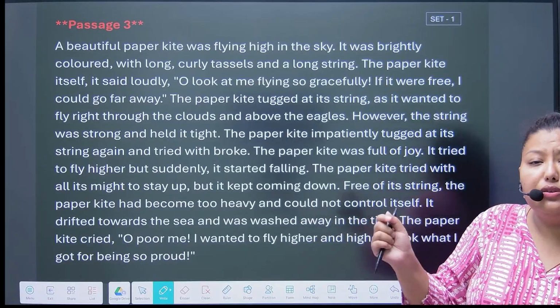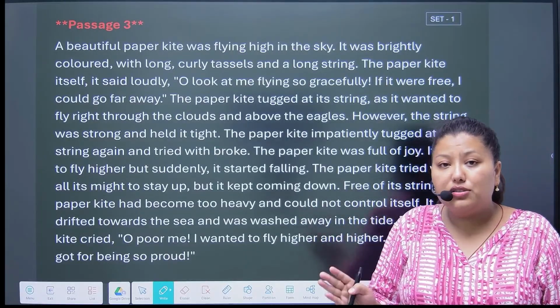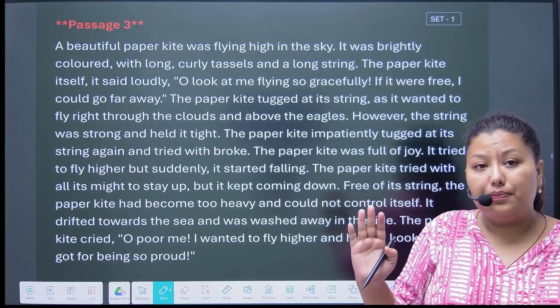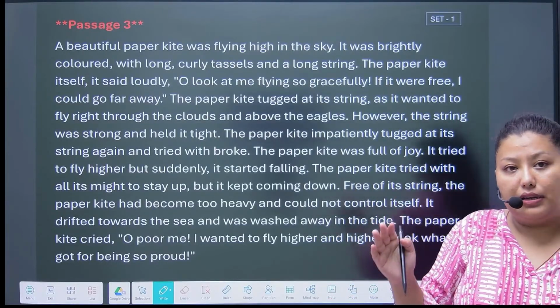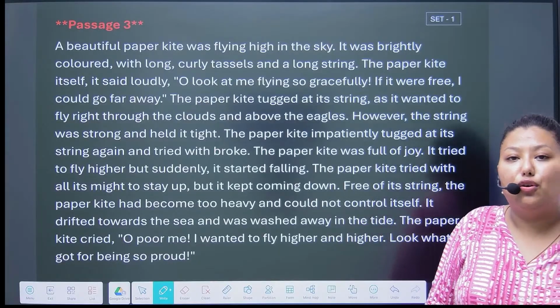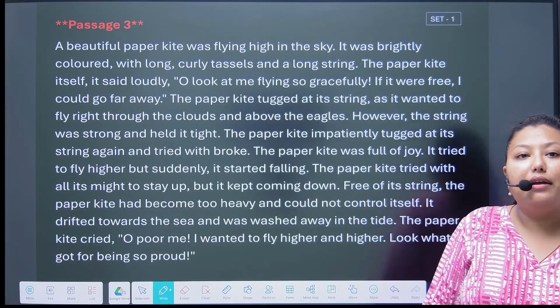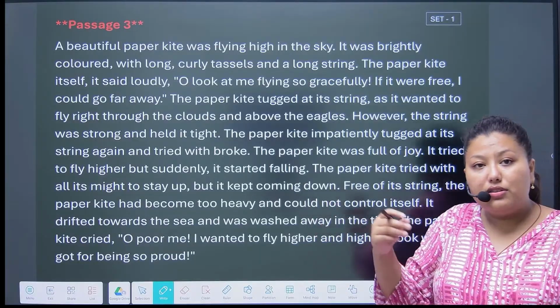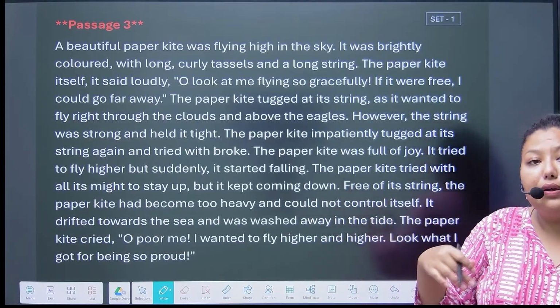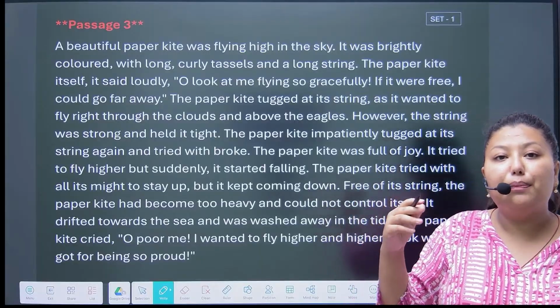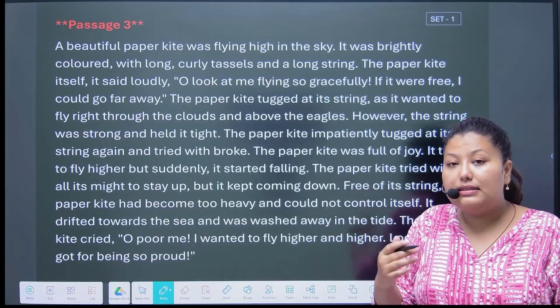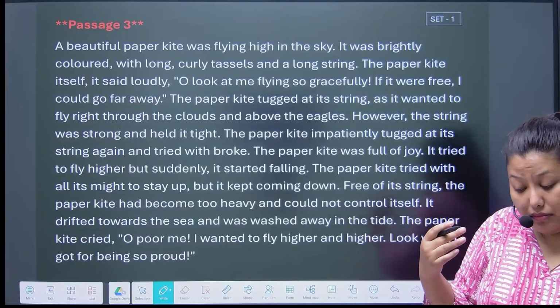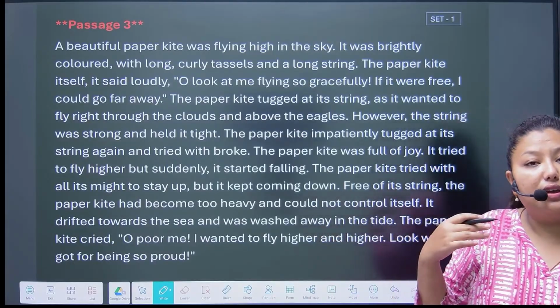He was continuously tugging that string, and he broke that string. The paper kite was full of joy. It tried to fly higher, but suddenly, when he was trying to tug, the string broke. And after breaking from that string, the paper kite was free, so he was very happy.